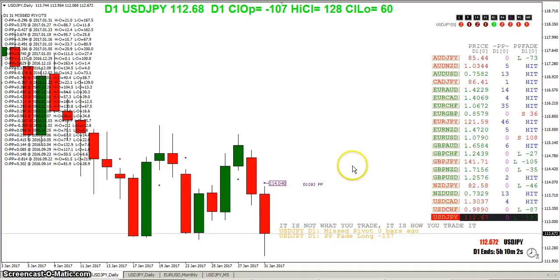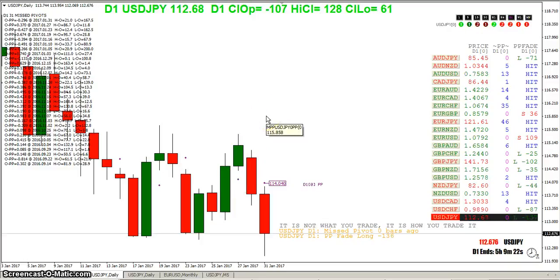Let's see if there's an example here. So for example, here on the dollar yen, 2 days ago we had a missed pivot. Then the following day, price came and covered that missed pivot. Now, you should be able to trade this way very profitably, because when I ran the frequency distribution, it was in the 80s. This has something like an 80% chance of winning.